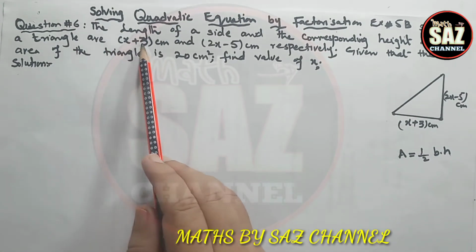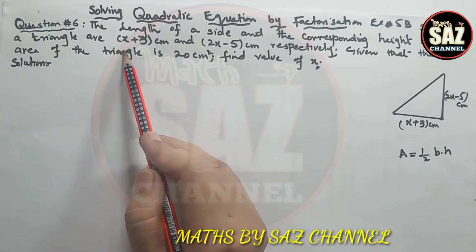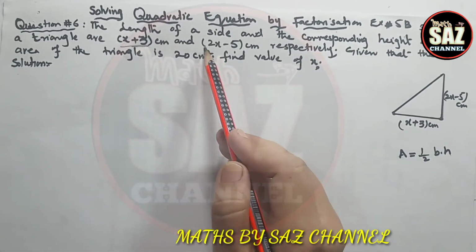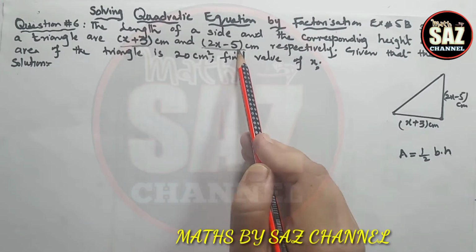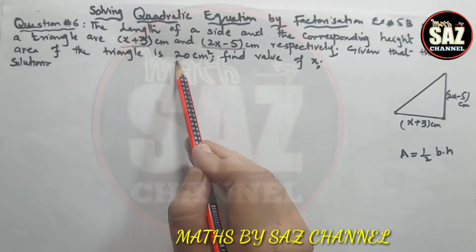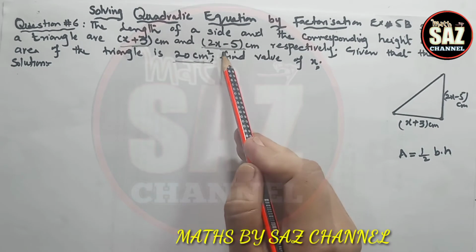Question says the length of a side and the corresponding height of the triangle are x plus 3 centimeter and 2x minus 5 centimeter respectively. Given that the area of triangle is 20 centimeters square, find the value of x.